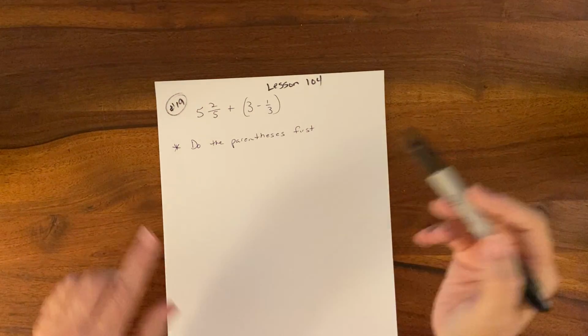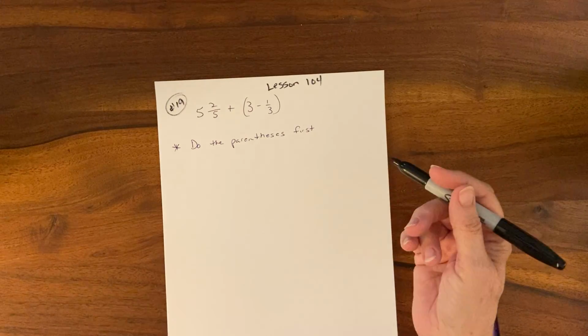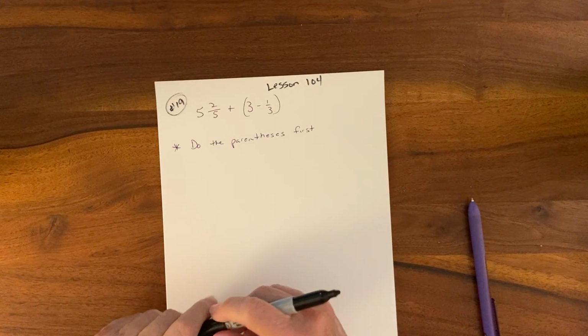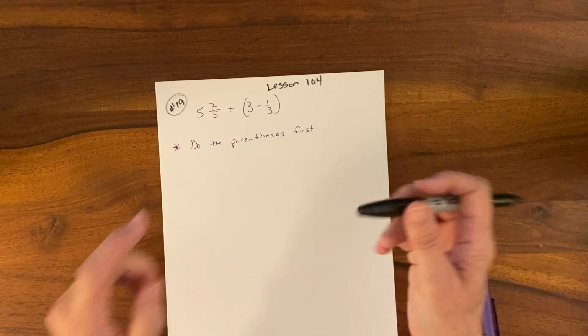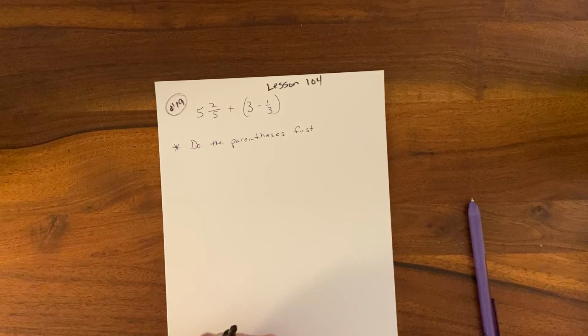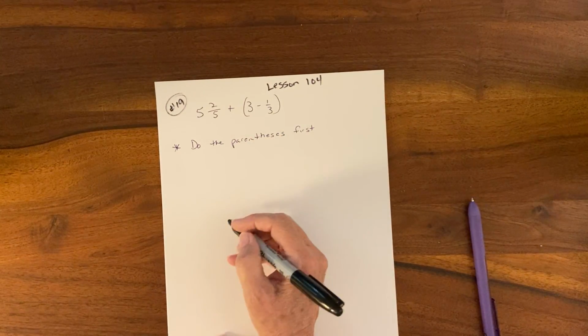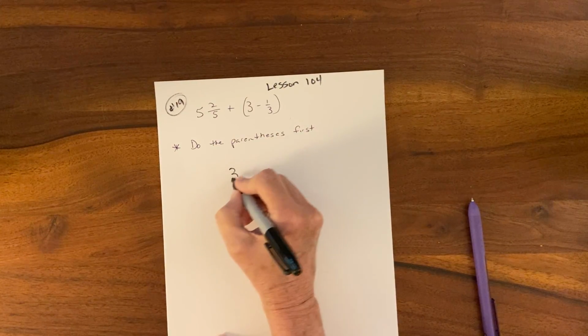Okay, so we're going to do number 19 on lesson 104. And I think they got a little ahead of themselves because you haven't had finding the least common multiple yet. I think they probably meant that to be a 3, but we'll proceed because we can do this, right? So we know we always do the parentheses part of the problem first. So I'm just going to pretend like that's my only problem right now.